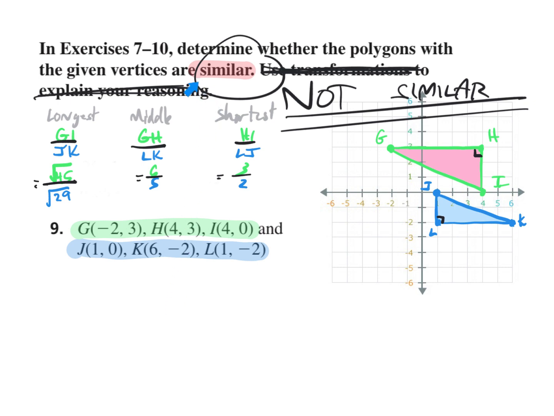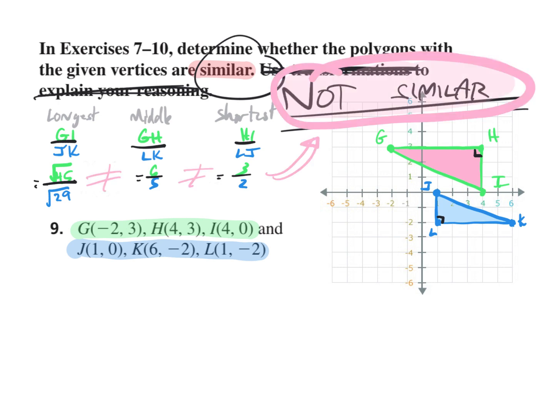Remember that when shapes are similar, when you divide corresponding sides, like the long leg of the green right triangle, GH, divided by the long leg of the blue right triangle, LK, that value, in this case 1.2, will be exactly equal to the ratio of any corresponding sides, like the shortest green side, HI, divided by the shortest blue side that it corresponds to, LJ. If these ratios aren't the same, then they're not the same shape. They are not similar. So these ratios are not the same, so the shapes are not similar.